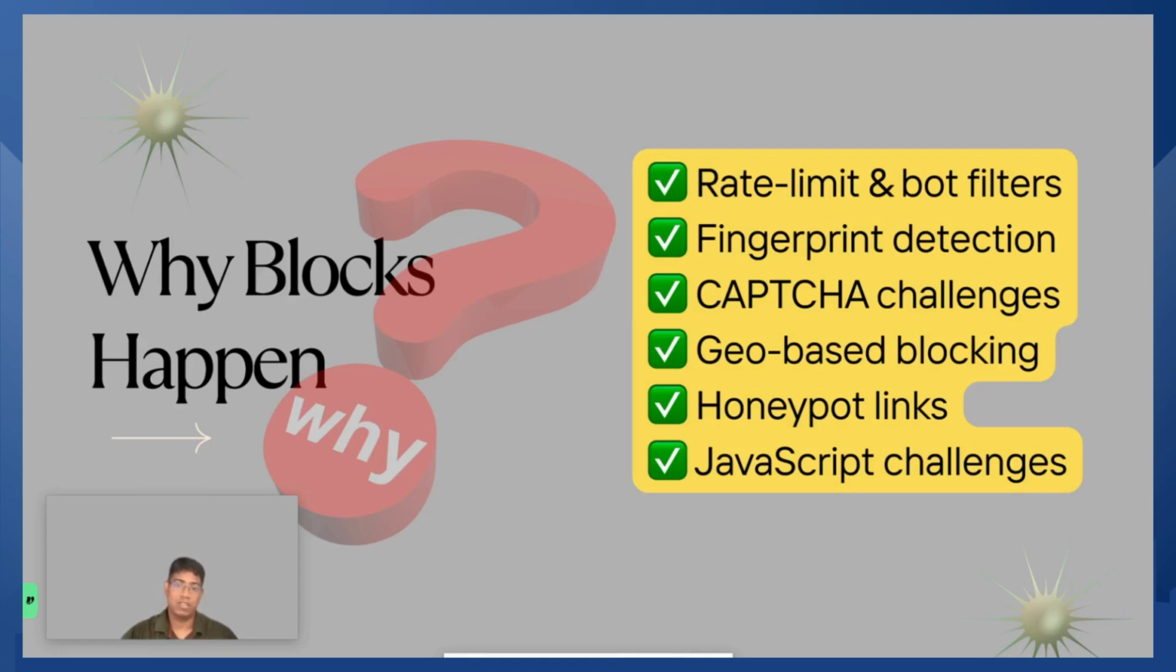The next one is JavaScript challenges, where the page actually needs to load some JavaScript assets to get to the full content, and the page is being loaded dynamically. These are the ways in which companies block your web scrapers. And based on this information, you can fix your web scrapers.